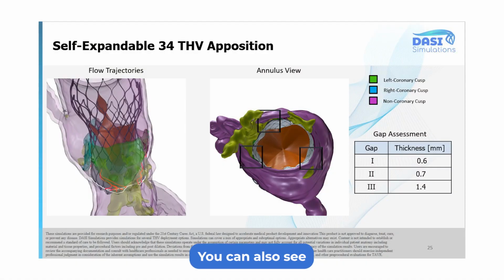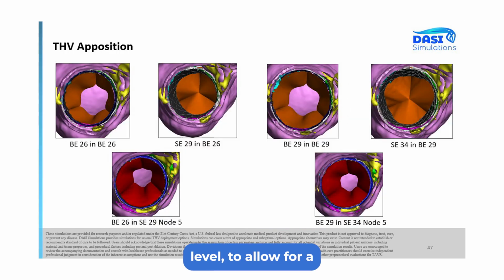You can also see the symmetric sinuses or neosinuses in the cusps. The commissural angles are all symmetric, and so it gives us reassurances that the stent would expand to a functioning level to allow for a good level of valve function and also not have significant gaps or paravalvular leaks.